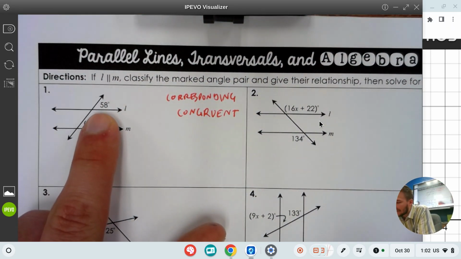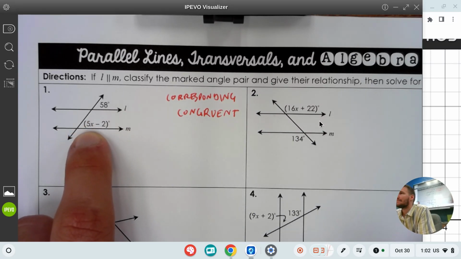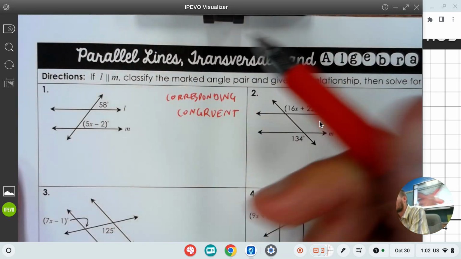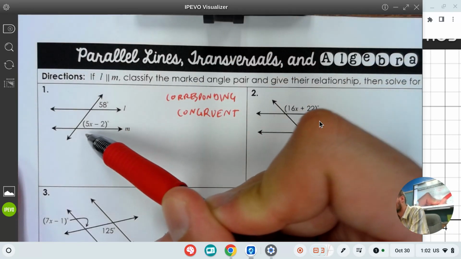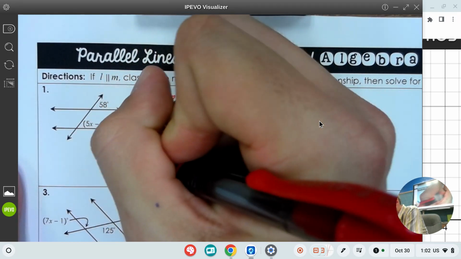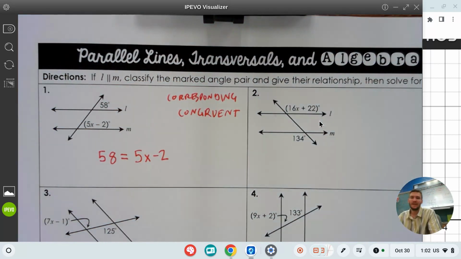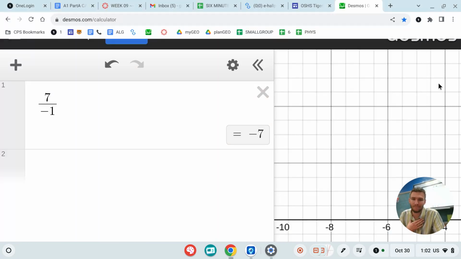And so if 58 should be the same as 5x minus 2, and algebra normally means either equations or graphs, we're working with equations here. How are we going to make a simple equation where 58 is the same as 5x minus 2? You just put an equal sign in there. 58 equals 5x minus 2. And in the past, students had to add 2 to both sides. They had to divide by 5 on both sides.